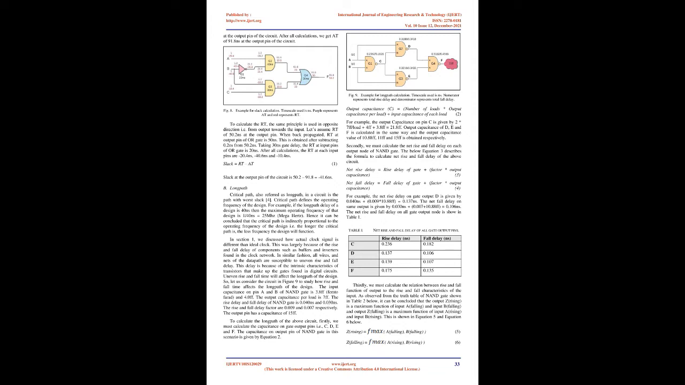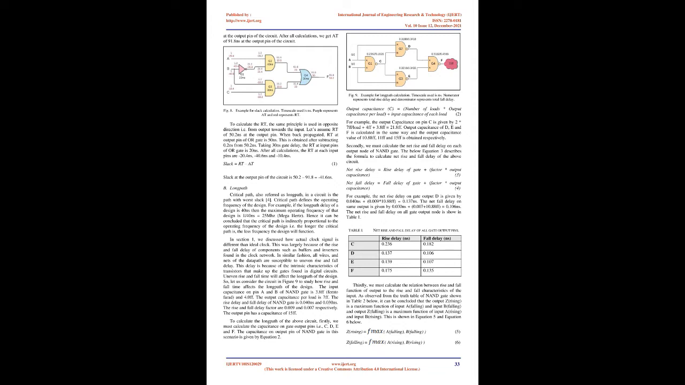To calculate the long path of the above circuit, firstly, we must calculate the capacitance on gate output pins, i.e., C, D, E, and F. The capacitance on the output pin of the NAND gate in this scenario is given by equation 2. Fig. 9. Example for long path calculation. Timescale used is ns. Numerator represents total rise delay and denominator represents total fall delay.